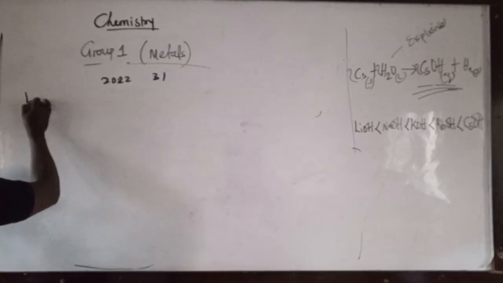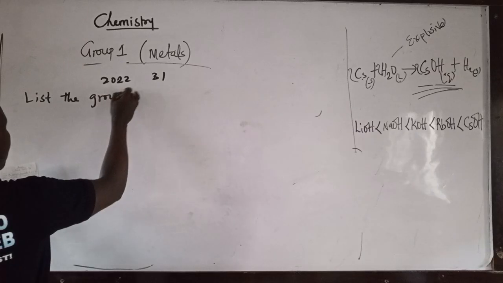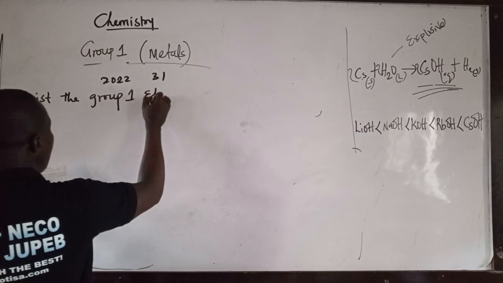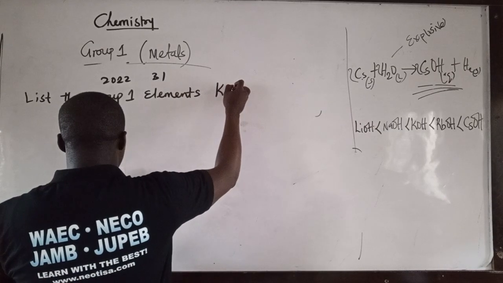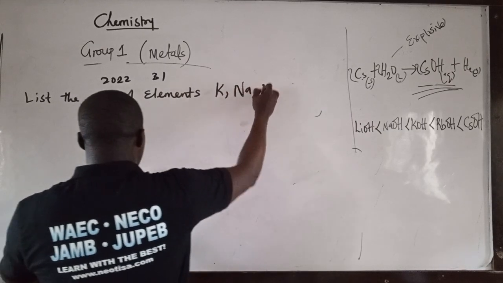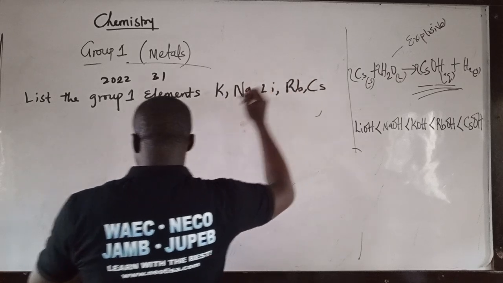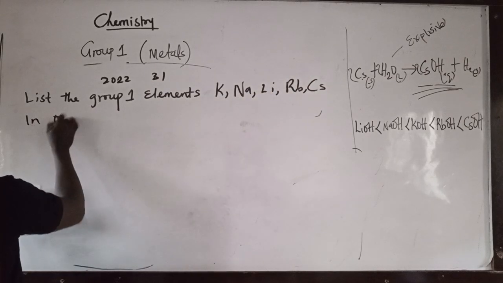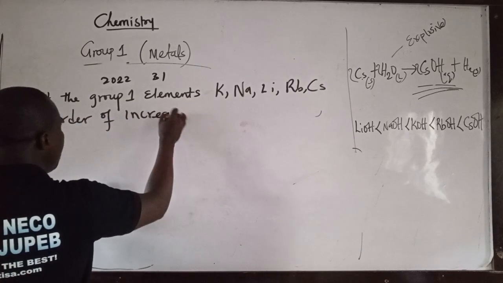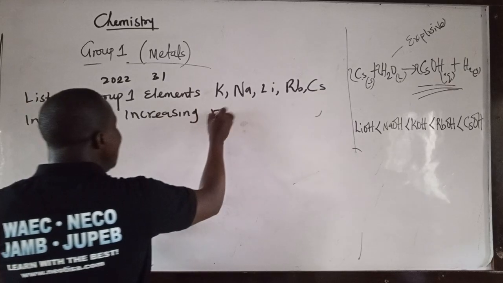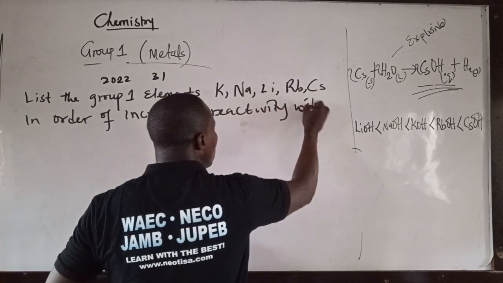It says: list the group 1 elements potassium, sodium, lithium, rubidium, calcium in order of increasing reactivity with water.